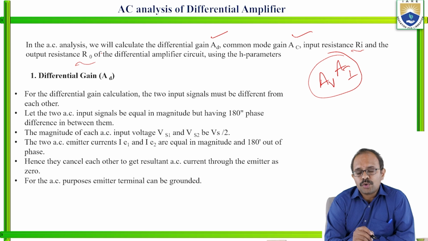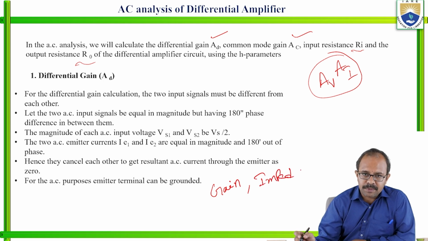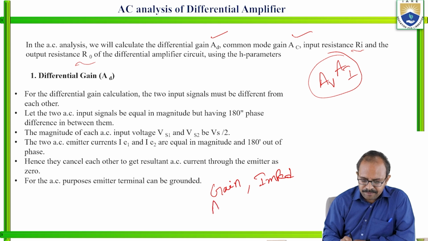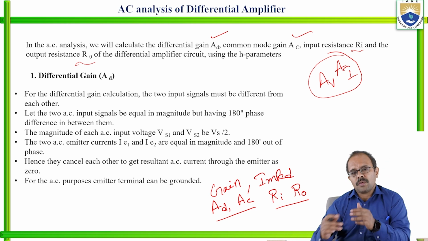So these are two usual general parameters to be measured while analyzing any amplifier. The AC analysis is meant for determining the expression for gain and impedance. We are going to determine the expression for gain as well as the impedance. Gain means the differential gain AD and common mode gain AC, and impedance means the input resistance Ri and output resistance R0, which we are going to determine under AC analysis.